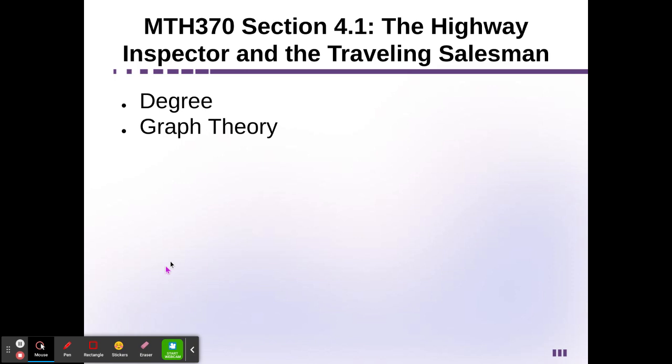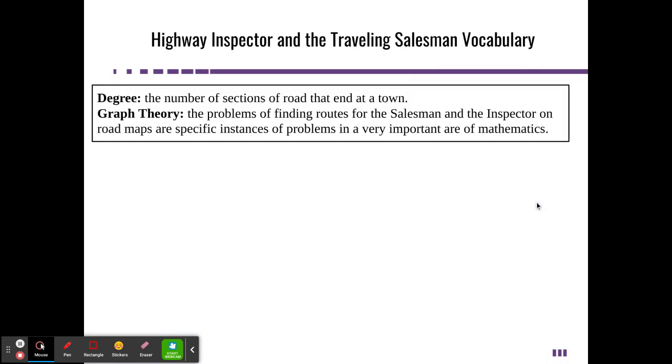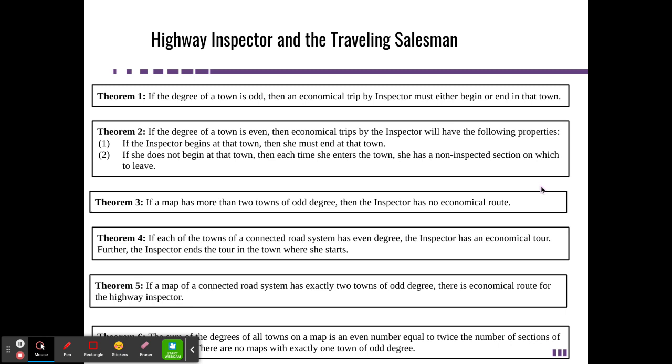Basically in this section, we're going to look at the degree of a graph and this idea of graph theory, which is what I was talking about. We're establishing the theorems that we can use to establish graph theory ideas. The main thing we want to think about here, looking at all of these theorems, comes down to this bottom line.